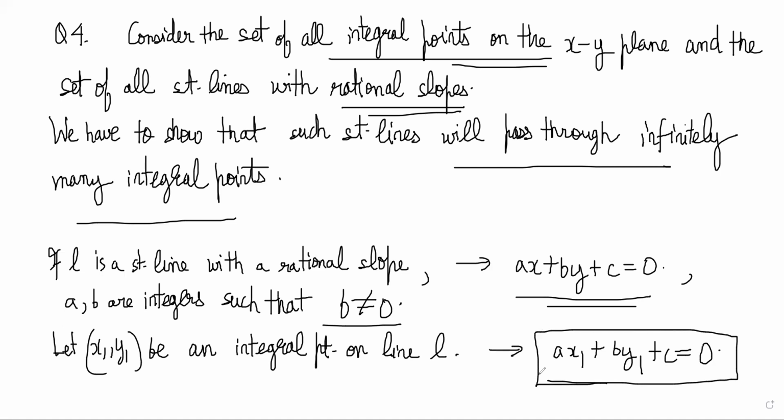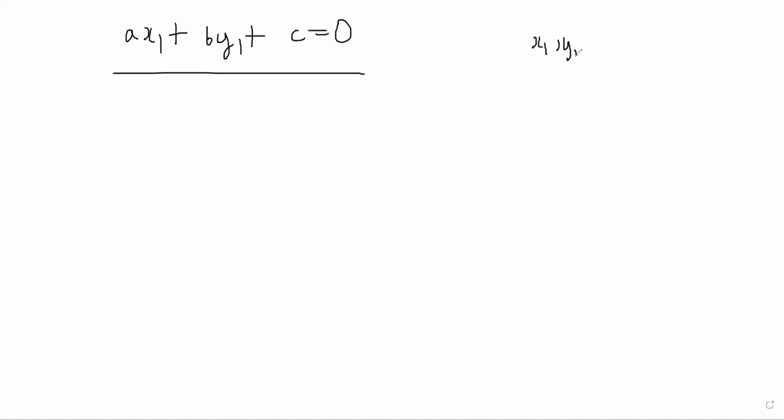What we have to show is that the line L will pass through infinitely many integral points, right? So how will we get infinitely many integral points? If we have one integral point of the line L, we have to get more. We have to get infinitely more, right? So I'll do it on the next screen. So think about it. We already know ax1 plus by1 plus c is equal to 0. And x1, y1 lies on L.